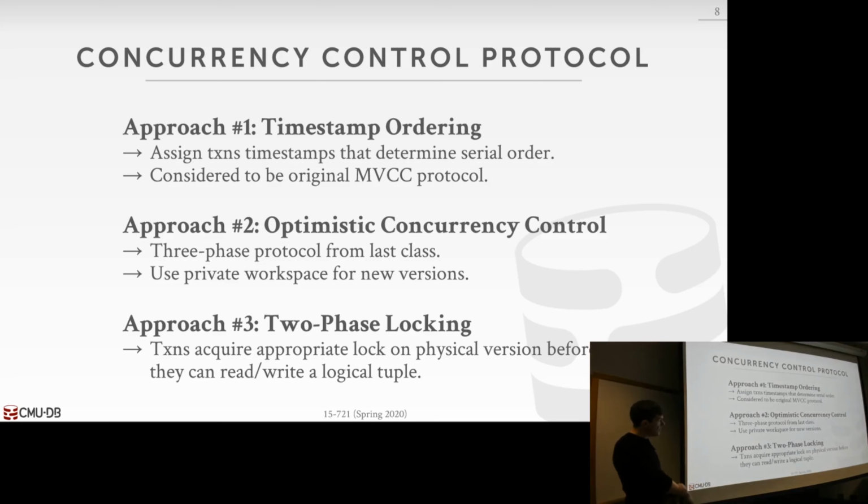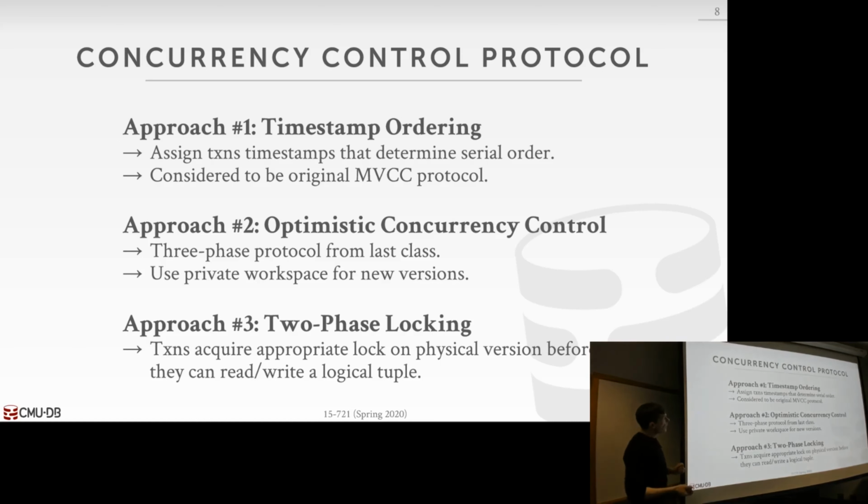So timestamp ordering, OCC, and 2PL. We're going to discuss the first and the last one. OCC, as I said, is just a variant of timestamp ordering, where all your writes end up going into this private workspace that's not immediately visible. Whereas in timestamp ordering, it will be immediately visible, but we use some extra metadata to make sure that people don't read things they shouldn't be reading.